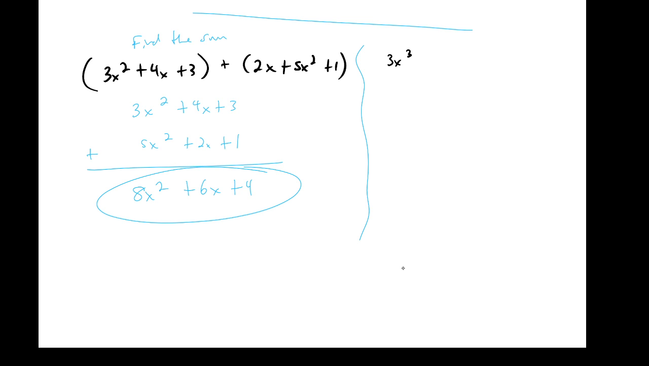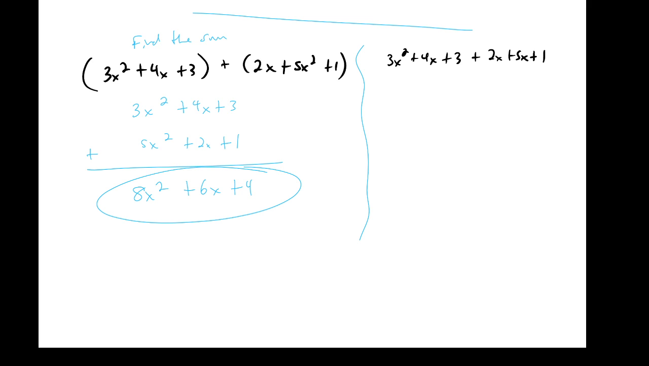3x squared plus 4x plus 3 plus 5x squared plus 2x plus 1. I'm going to show you guys now the horizontal method. Some of you are going to prefer this over writing it vertically. And again, I have no skin in the game. Now, take a look. I'm going to just disregard these parentheses. Because I have a positive here, that positive applies to all of those terms, which doesn't change any of them. So I'm just going to drop all these parentheses.